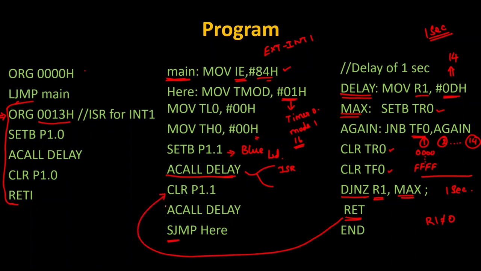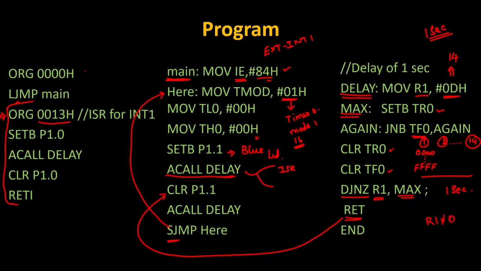After completing 1 second, I am going to switch off my blue LED. I am clearing my port 1.1 where the blue LED is connected. And after that, I am creating an equal delay. So it should be turned off for 1 second, right? And after that, it has to jump back here, so that your blue LED will blink on for 1 second and off for 1 second. That is what the question is.